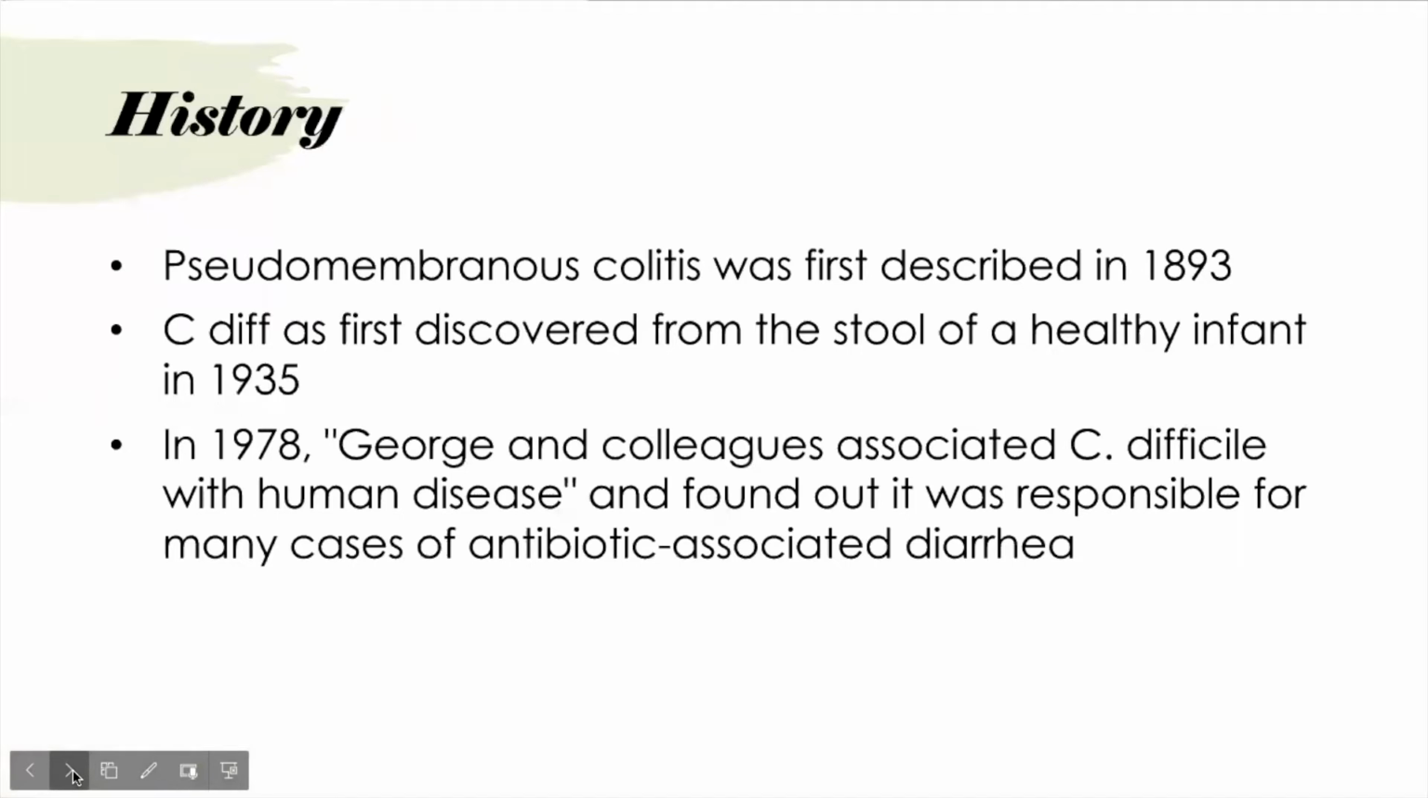Pseudomembranous colitis was first described in 1893, but Clostridium difficile was not first discovered until 1935, when it was found in the stool of a healthy infant. The two men that made this discovery were Hall and O'Toole. In 1978, George and his colleagues connected C. diff with human disease, and that it was responsible for the majority of cases of antibiotic-associated diarrhea. Our attitude towards C. diff became much more concerned when it was associated with human disease.